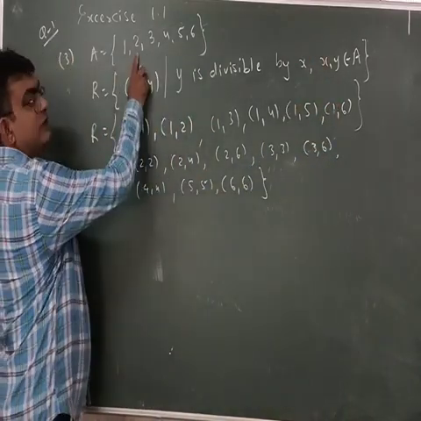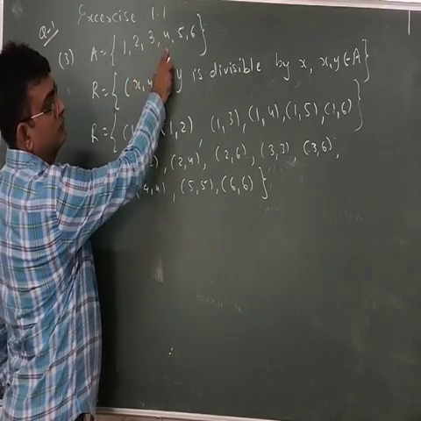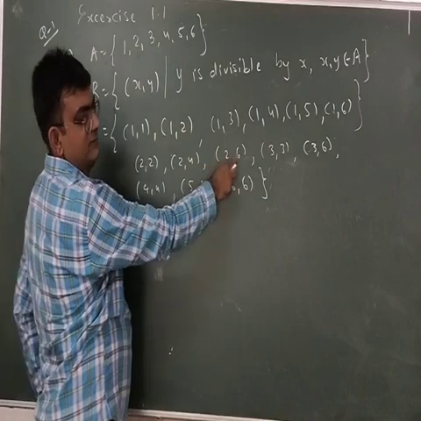Also 2 is divisible by 2, so (2, 2) belongs to R. 4 is divisible by 2, so (2, 4) belongs to R. 6 is divisible by 2, so (2, 6) belongs to R.